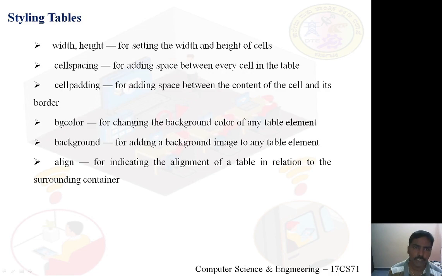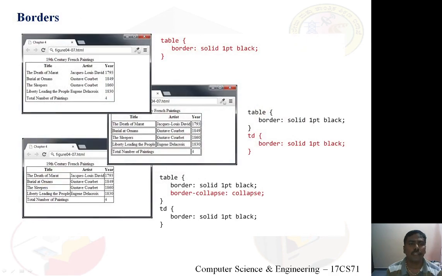Now I'll show you these attributes with respect to code fragments. First we'll have a look at borders. Have a look at this slide. Look at the first web page and the corresponding code fragment, with the table highlighted in red color.